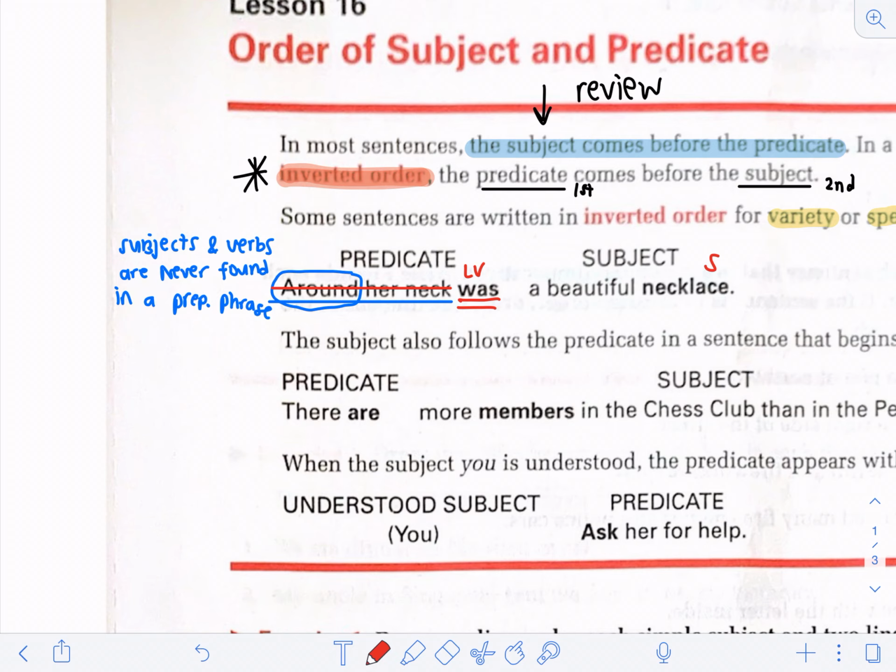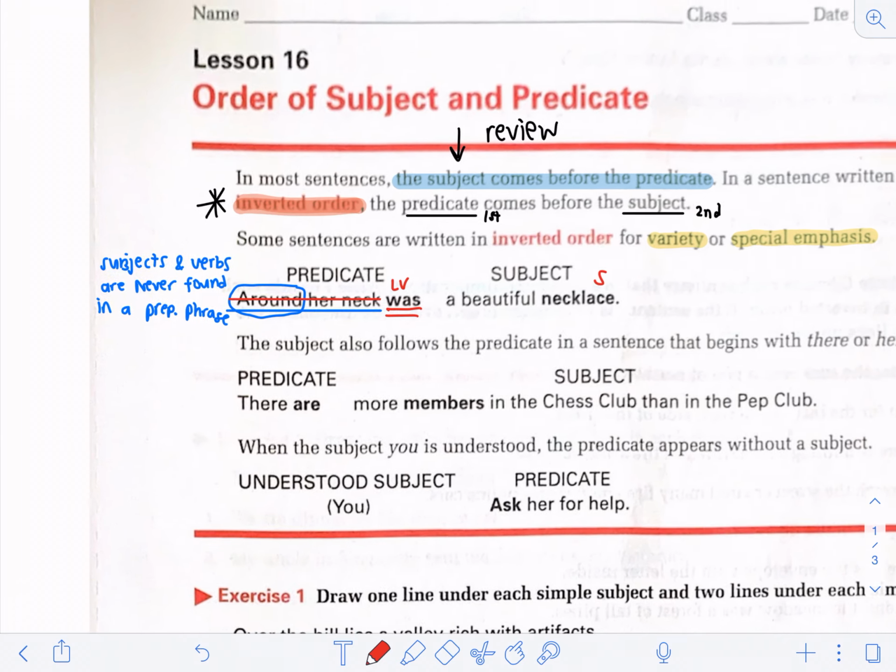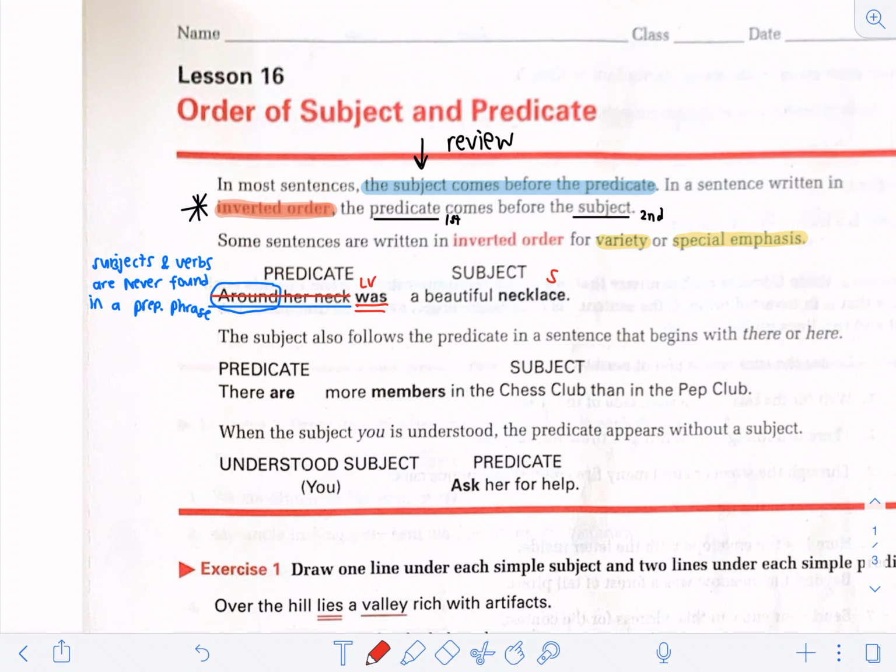With that said, we realize that the subject comes at the end of the sentence here. What is around her neck? A beautiful necklace. Notice that if you were simply to switch the order, a beautiful necklace was around her neck, the sentence still makes sense.